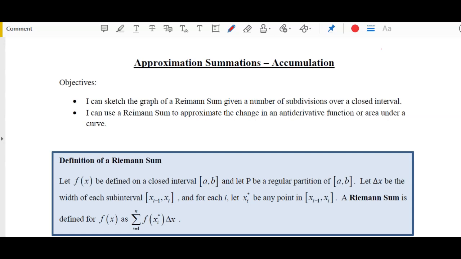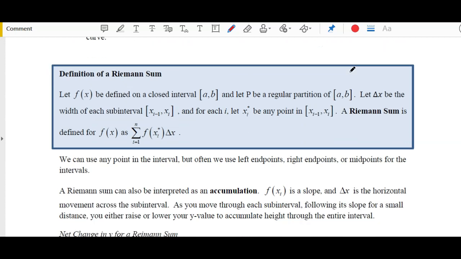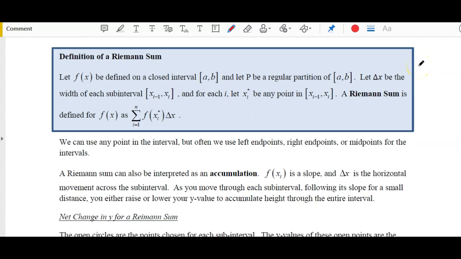Welcome to my video on looking at Riemann sums with the idea of accumulation rather than area under a curve. This topic is not in a lot of textbooks, so I'm going to make a video just to have you think about Riemann sums in another context other than just area under a curve. So what we're going to do is, here's my typical definition for Riemann sum.